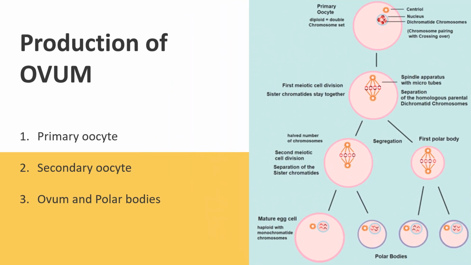This shows production of ovum, wherein three stages are important to understand: primary oocyte, secondary oocyte, and ovum with the polar bodies. Primary oocyte is diploid, and when meiosis starts, there is chromosome pairing with crossing over, and with the end of first meiotic division, there is production of secondary oocyte and first polar body. Both of them are haploid. Afterwards, there is the completion of second meiotic division, which gives rise to one mature egg cell and another polar body. So technically, from one primary oocyte, you get just one mature ovum.